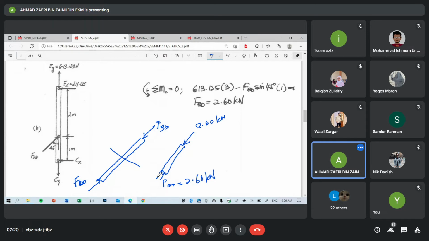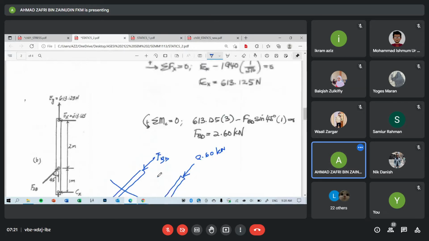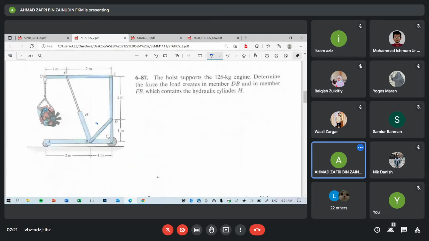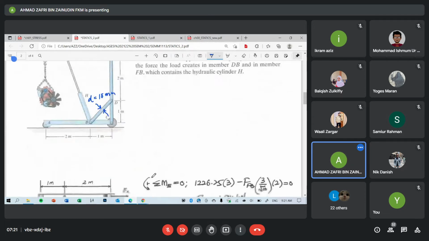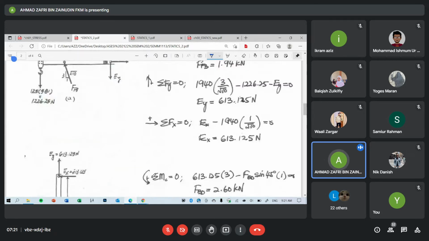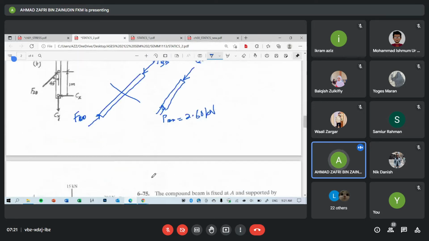Let's say the cross section of BD is circular. Circular means that we need the diameter. Let's say the diameter is 10 mm. Okay, so how do I find the normal stress in BD? Right, so I can calculate the normal stress in BD.